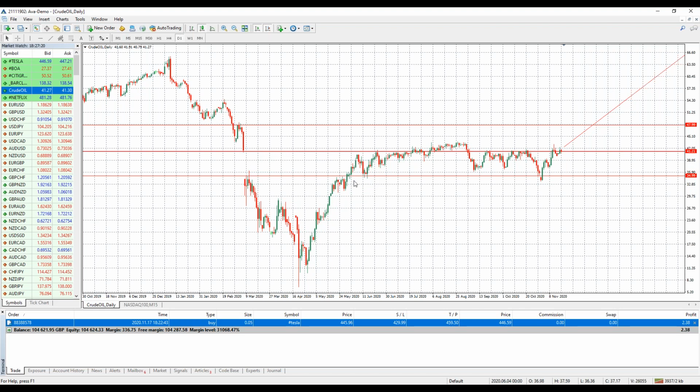So let's ignore all that history now. We get closer to where we are now. Here's the gap. Top of the gap down. Bottom of the gap up. Top of the gap down. Bottom of the gap up. Now we're at the top of the gap.